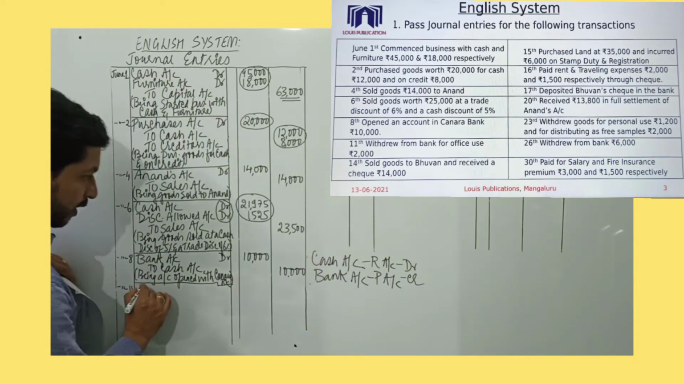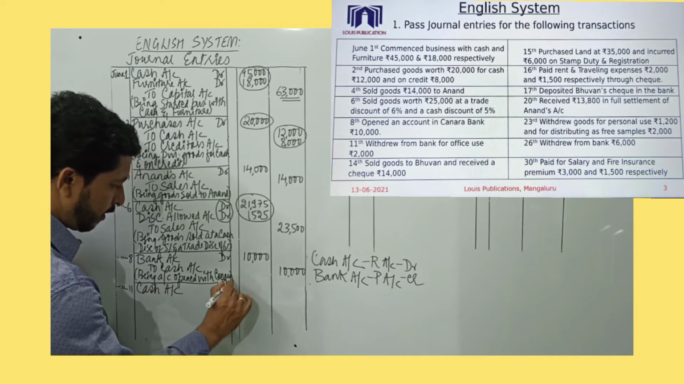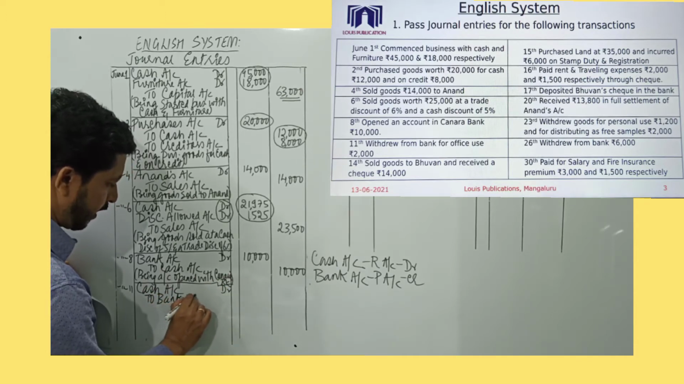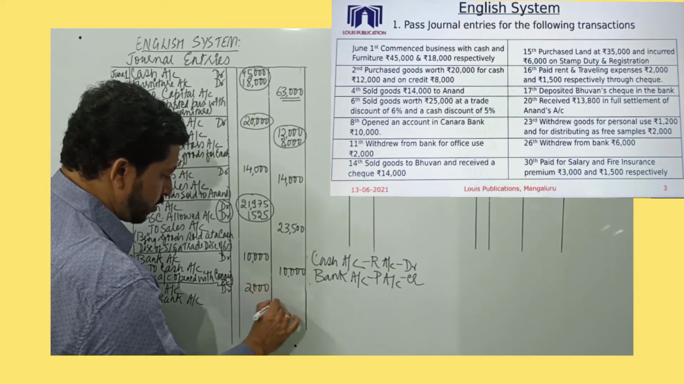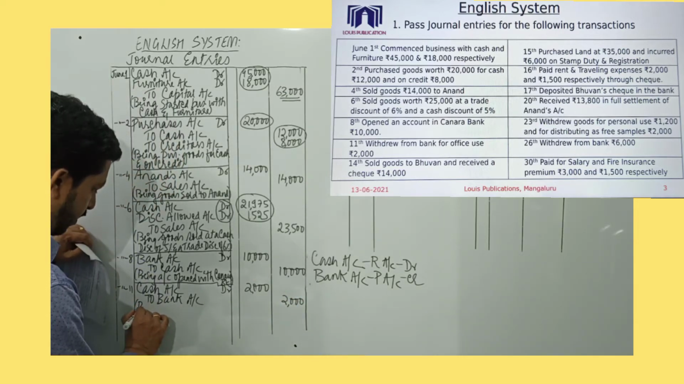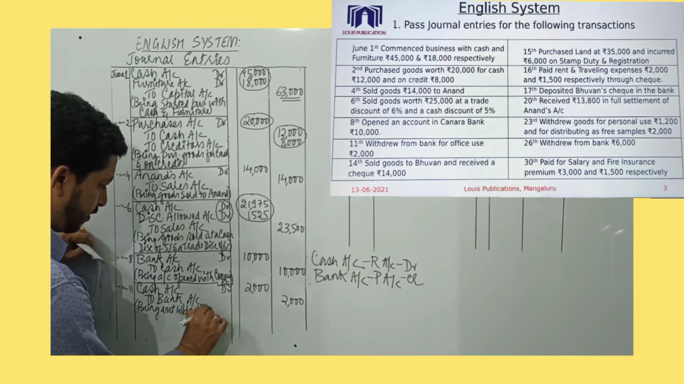So the journal entry would be cash account debited to bank account. The amount withdrawn is 2,000 rupees given in that transaction. It is 2,000 rupees. I record it as amount withdrawn from bank.